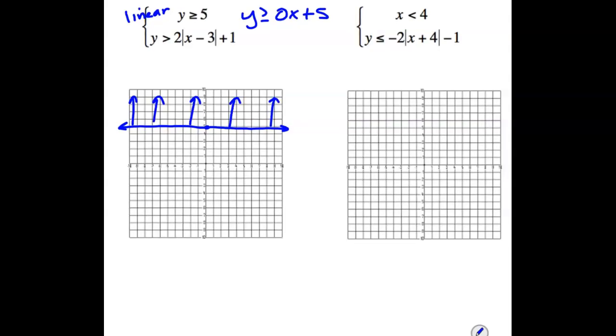Then for our second one, we're back to having an absolute value. We did do a vertical stretch of 2, which means the slope on the right side will be 2. We've moved right 3 and up 1. So let's go right 3 and up 1. We're going to do a slope of 2 on the right side, so up 2 and right 1. And then up 2 and back 1. This time it will be dotted because there is no equal sign.